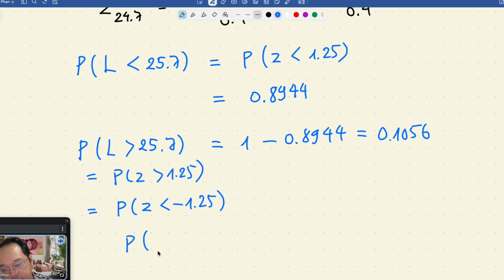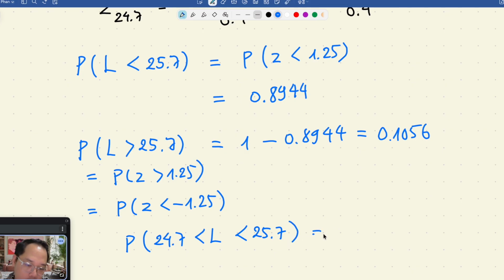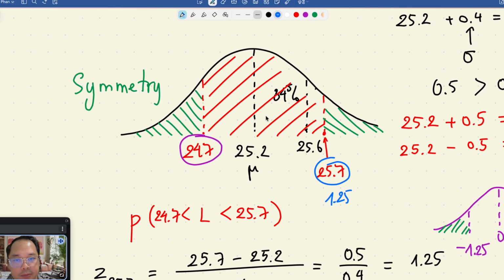The probability that the length of the rod is smaller than 25.7 and greater than 24.7 is the region in the middle here: 0.8944 minus 0.1056. I am calculating this whole area, the big area here, which is 0.8944, and then I subtract this one, which is 0.1056, to get the middle, the red region. The red region here is almost the answer.